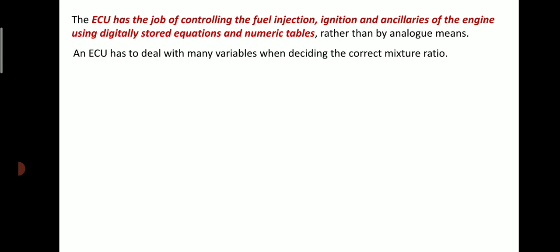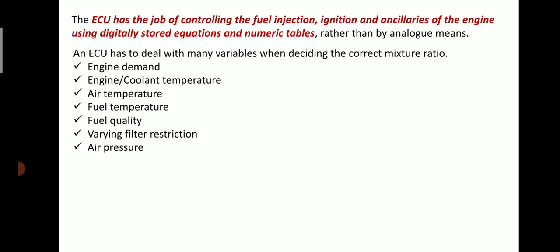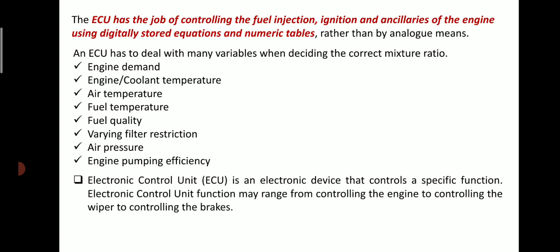The ECU has the job of controlling the fuel injection, ignition and ancillaries of the engine using digitally stored equations and numeric tables rather than analog means. An ECU has to deal with many variables when deciding the correct mixture ratio. These variables are the demand on the engine, coolant temperature, air temperature, fuel temperature, fuel quality, varying filter restriction, air pressure, and engine pumping efficiency. So these are the various variables the ECU has to deal with.